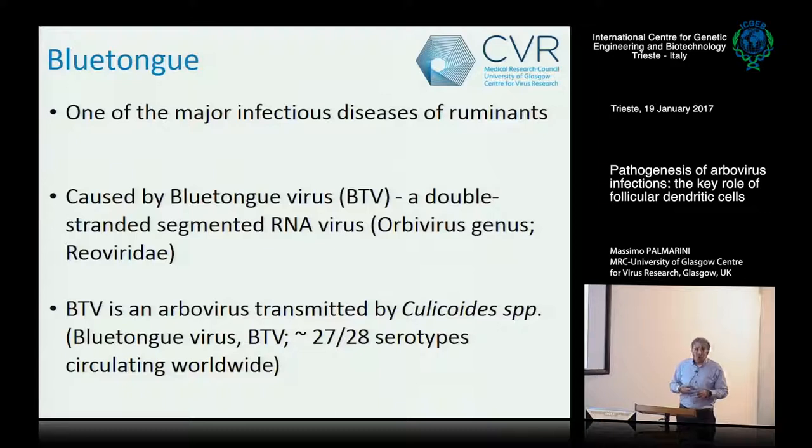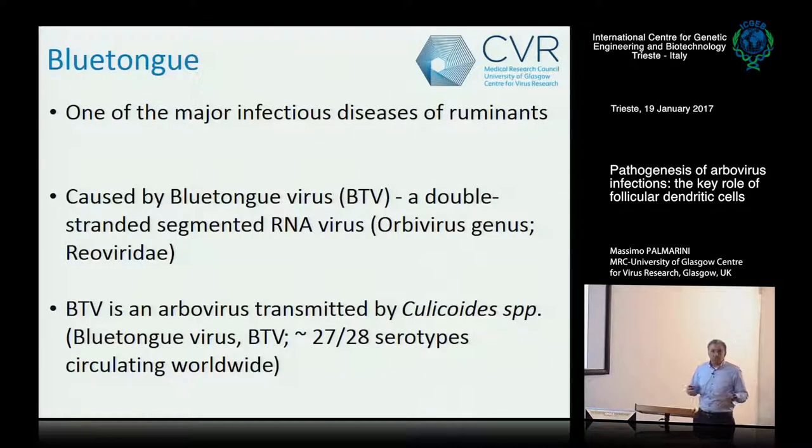So bluetongue is one of the major infectious diseases of ruminants. It's caused by bluetongue virus, which is an arbovirus. It's within the same family as rotaviruses, and it's a double-stranded segmented RNA virus, transmitted by Culicoides species. So it is an arbovirus transmitted by biting midges.